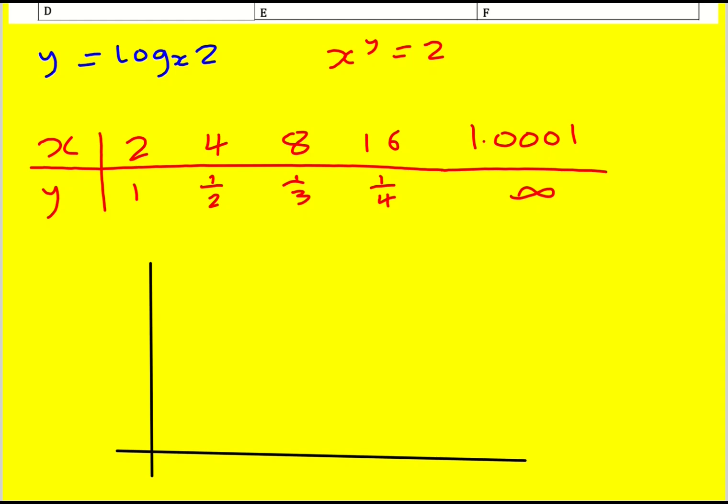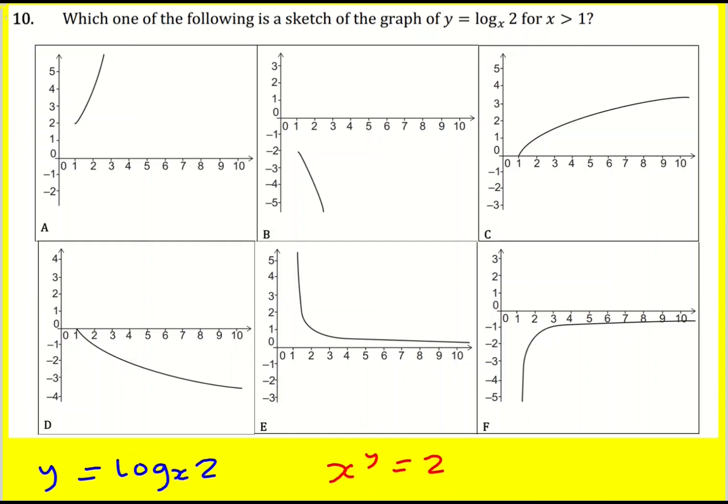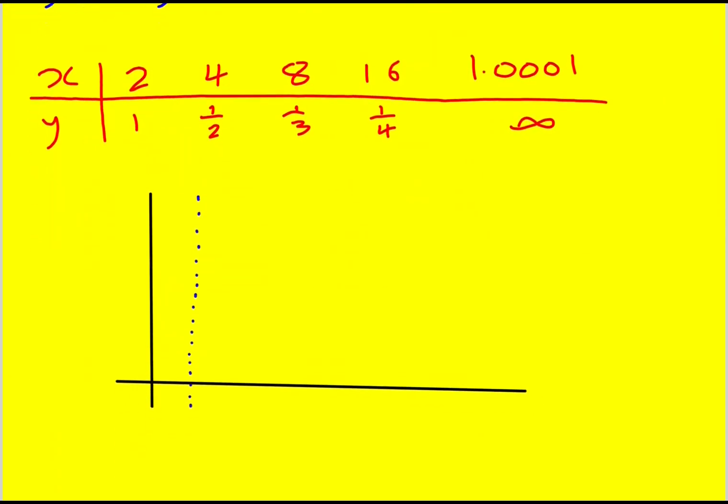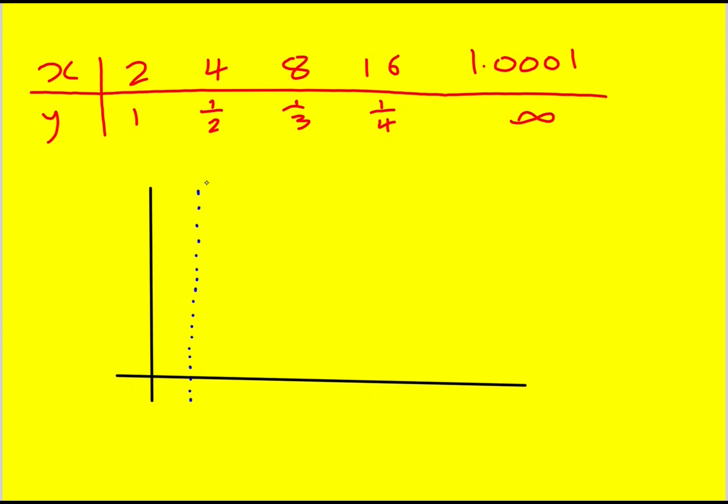We're going to have a line at 1 where there's an asymptote, because I think we were told actually that x was greater than 1. We won't think about negatives here. But it's going to be coming down from infinity. And then when x is equal to 2, y equals 1. Let's just put a point there. And then when x is 4, we get a half.